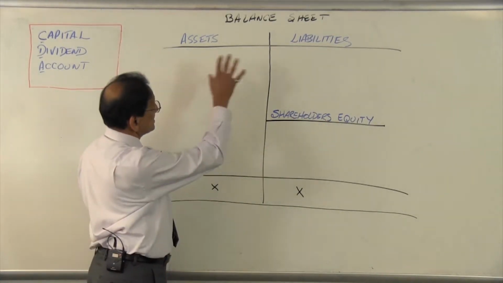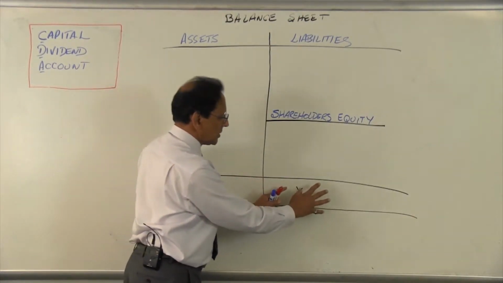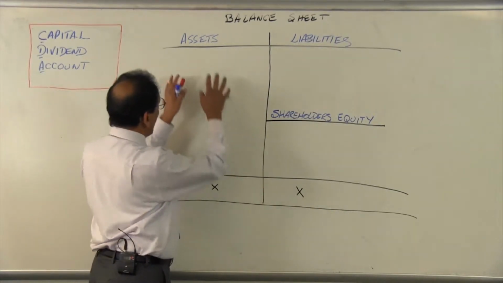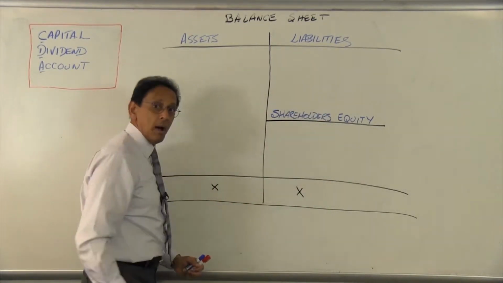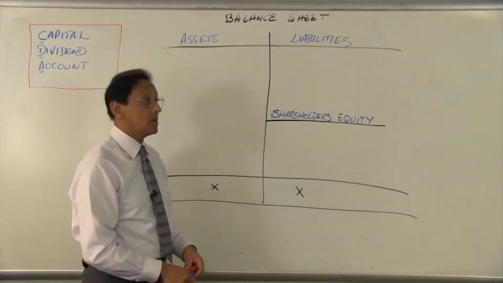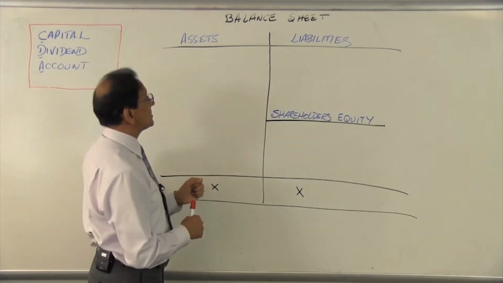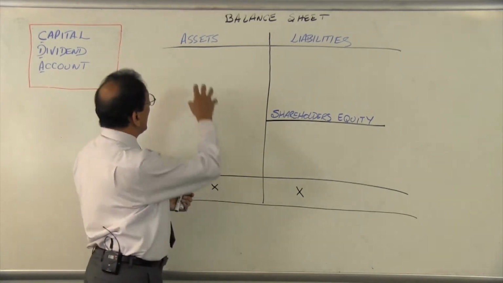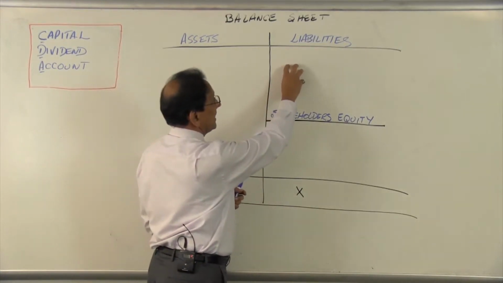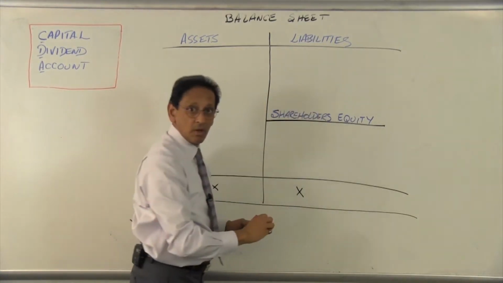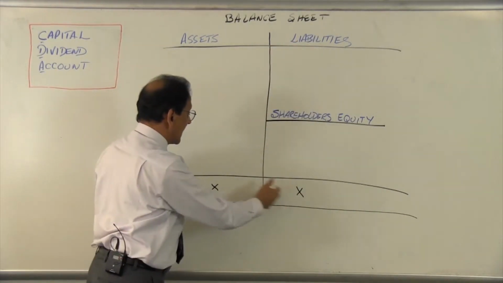Because this is a balance sheet, this side of the sheet must balance with this side of the sheet. If I add money to this side, I need to do something on this side to make sure that my balance sheet stays in balance. For example, if the company goes to the bank and borrows $10,000, on this side of the sheet I'm going to enter cash, $10,000, and on this side, I'm going to enter bank loan, $10,000. So whatever I do to one side, I must offset on the other side.